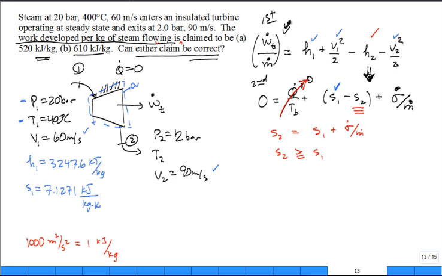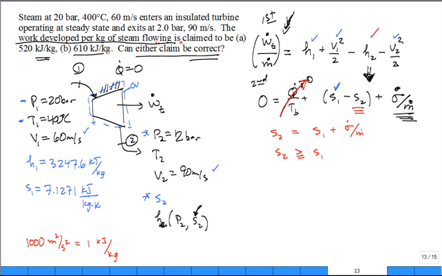You want H2 to be as small as possible to get the maximum power out of the turbine, right? So you think about this. H2 is a function of S2 and P2. Think of H2 as a function of S2 and P2, or P2 and S2, either one, the order doesn't matter. Okay? And if you just think about it, if S2 starts to creep up because of irreversibilities, H2 will get larger and larger as well.